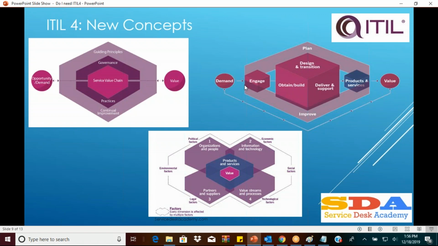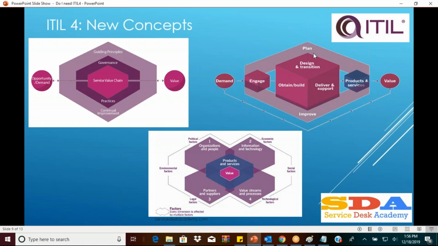And with the help of the service value chain. Now you might think, what is the service value chain? This is the service value chain. Here it is just written as service value chain, but here are the different interconnected components which define what an SVC, service value chain, is. If you look at the service value chain, you can see a few components like plan, improve, engage, design and transition, obtain or build, deliver, and support. So these are the different components which are developing the service and enabling value to the customers.